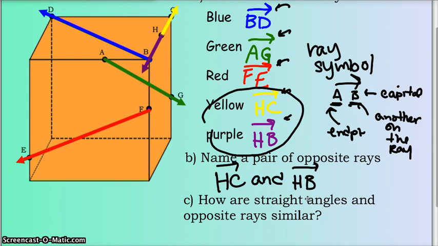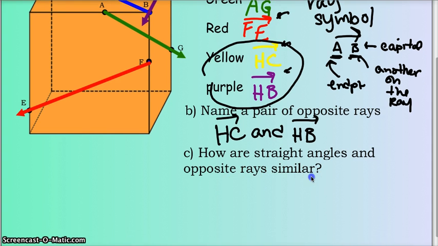And it says, how are straight angles and opposite rays similar? They're exactly similar. A straight angle is an angle, and an angle is made up of 2 rays that measures 180 degrees. Opposite rays are collinear rays with the same common endpoint. So how are they similar? They're exactly the same.